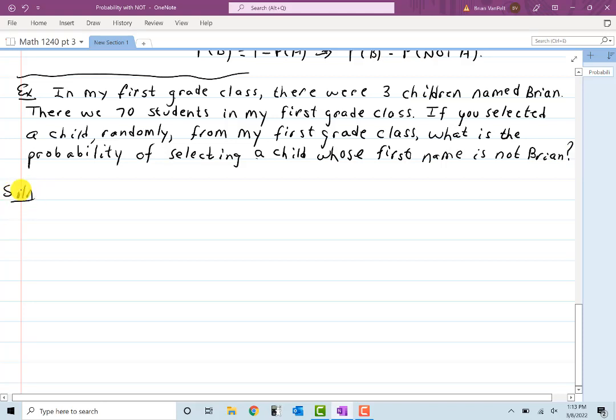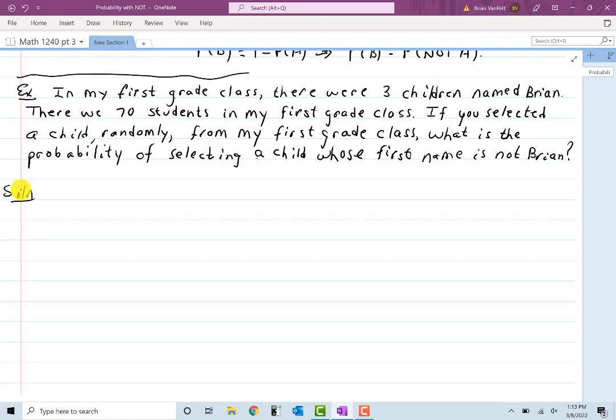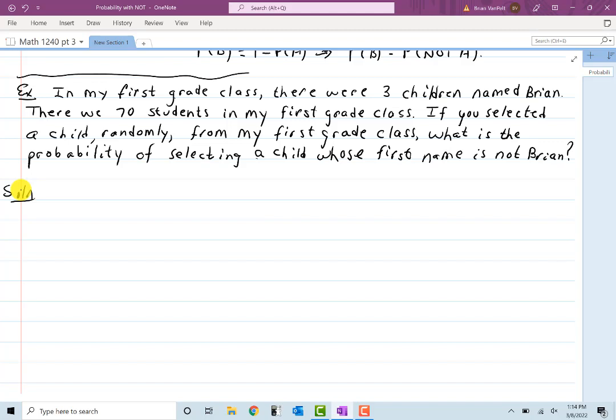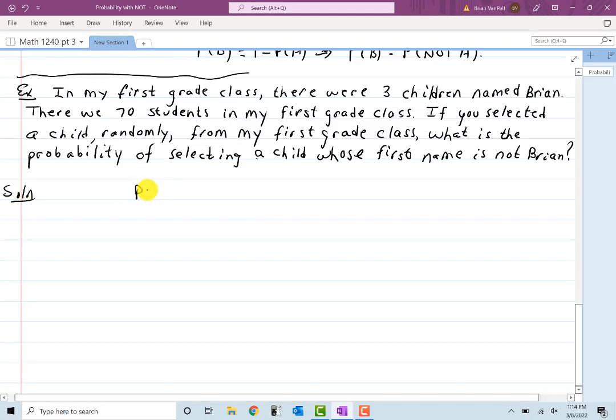So think about it this way. If we grab a kid, either his name is Brian, or it could be a girl, either the child's name is Brian or not Brian. So the collection of all children whose names are either Brian or not Brian is all of the children. And so we may use this. The probability of not Brian equals 1 minus the probability of Brian. That equals 1 minus, there were 3 Brians out of 70. So this probability is 67 out of 70.